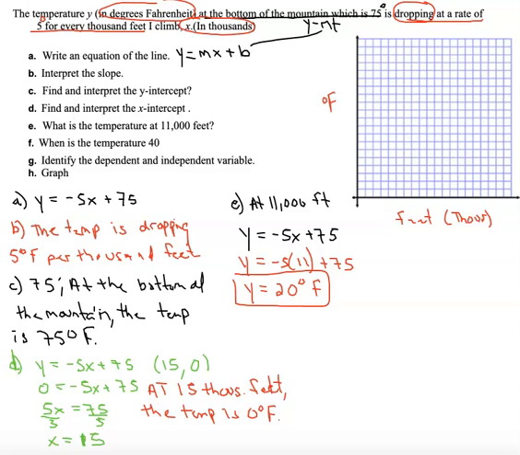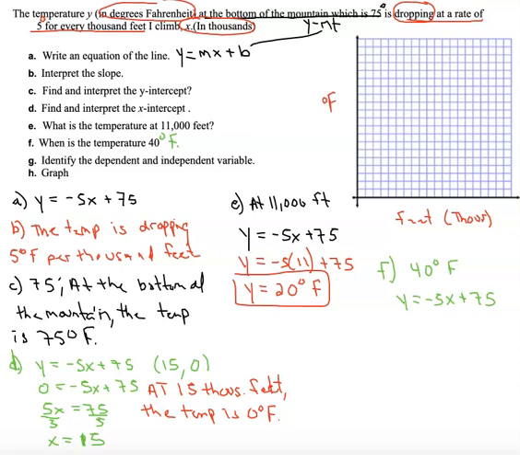So what else can I give you? I gave you part E, which gives you the x value, and you solve for the y value. Well, now let's look at part F. Part F is, when is the temperature 40 degrees Fahrenheit? So now I'm giving you 40 degrees Fahrenheit. When is the temperature 40 degrees Fahrenheit? So again, I'm going to start with my equation. Y equals negative 5x plus 75.